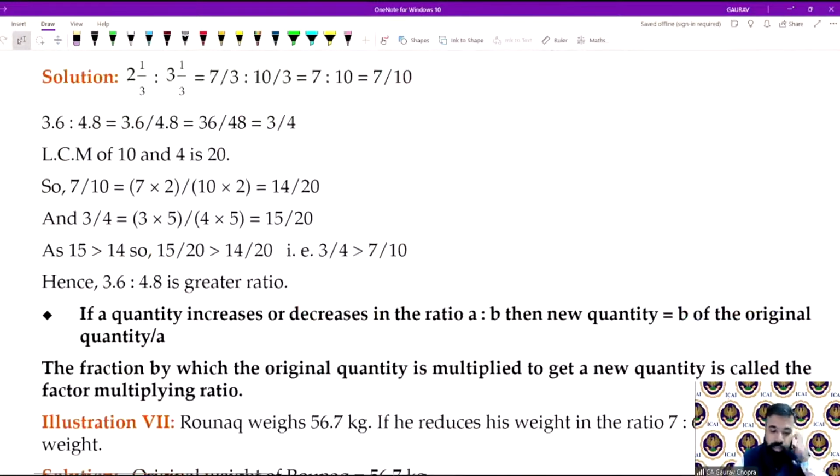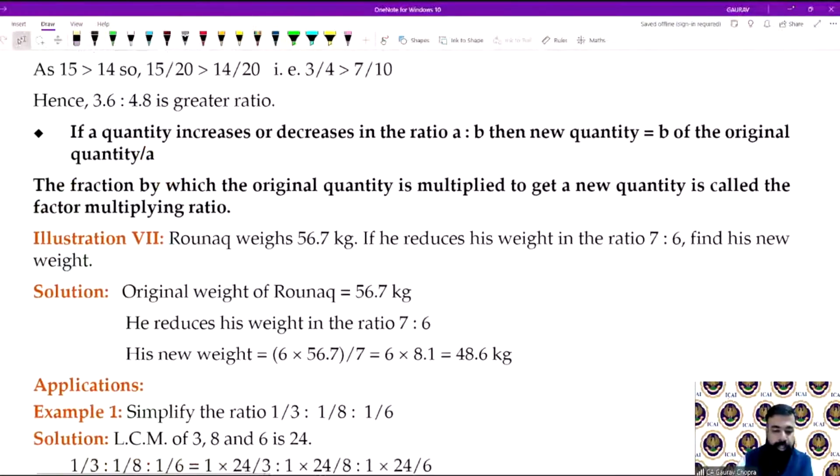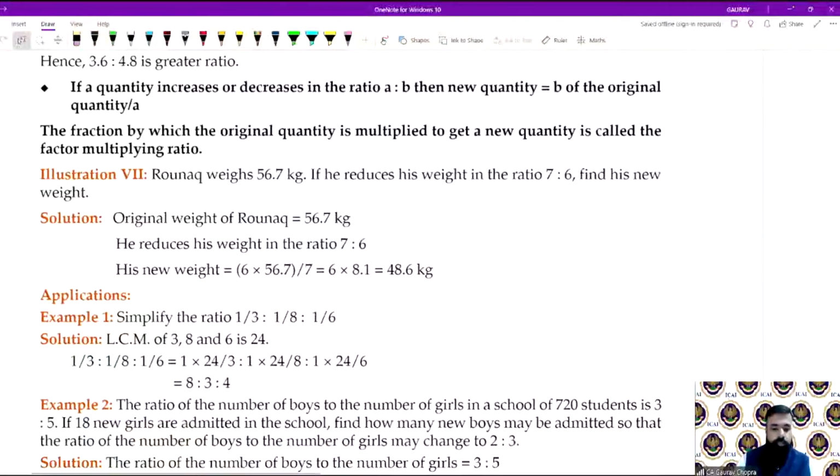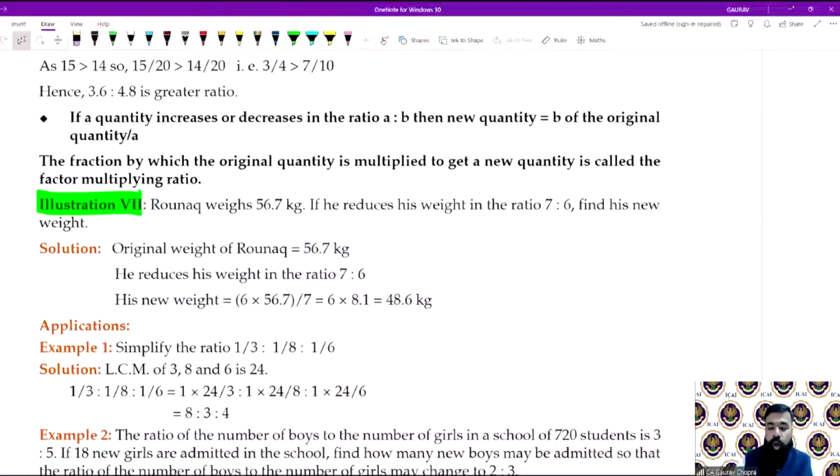Okay, so now let us move to the next point. Illustration number 7, let us discuss this first. Ronak weighs 56.7 kg. If he reduces his weight in the ratio of 7:6, then find his new weight.